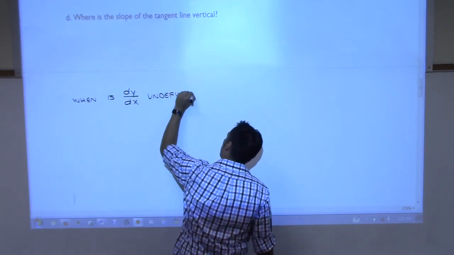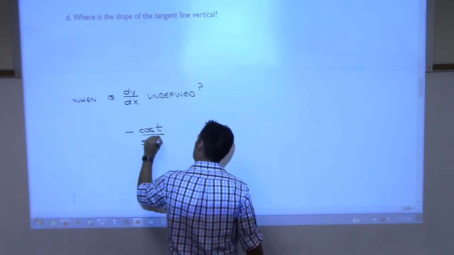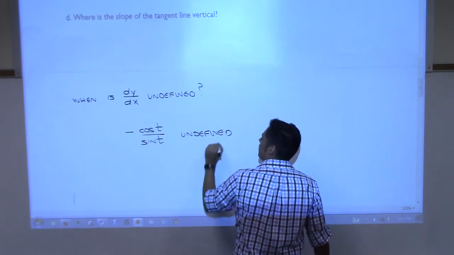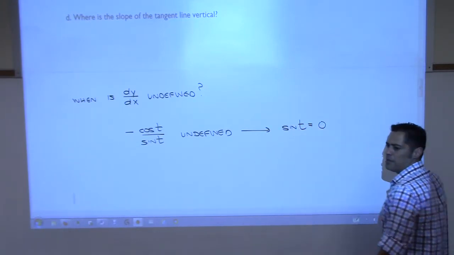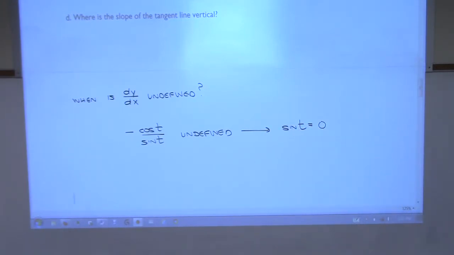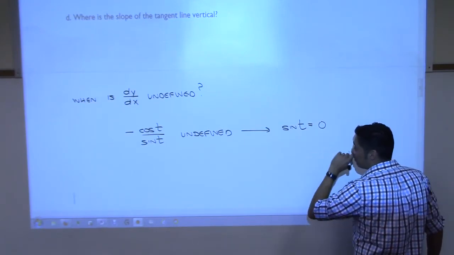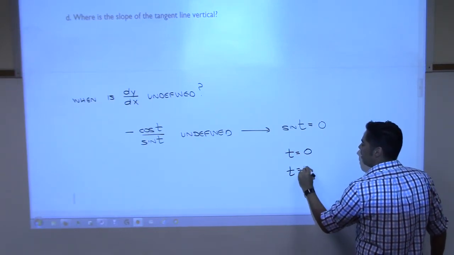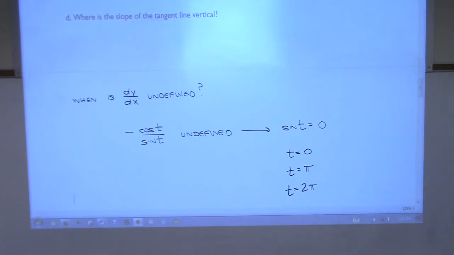And that would happen when the bottom is 0, right? So when is negative cosine t over sine t undefined? That's going to happen when sine of t is 0, right? Division by 0, it's undefined. And there are, well, actually 3 solutions: 0, pi, and 2 pi, because it was part of my interval, right? I have 3 t values that would make that happen.